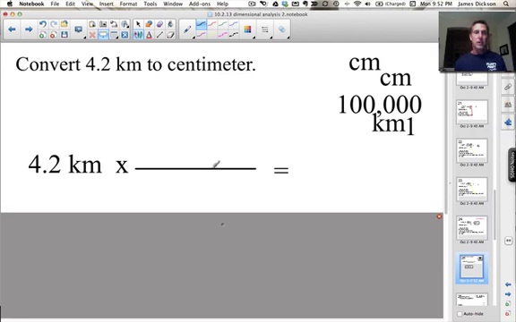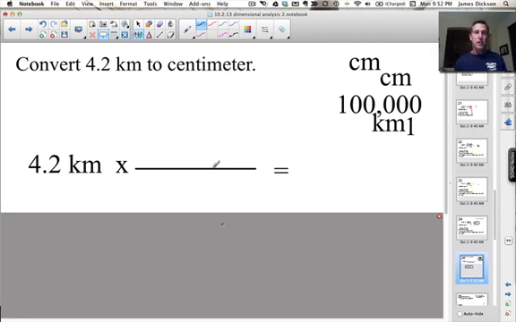What's my relationship between these two things? Well, as it turns out, it's going to be 100,000 centimeters to 1 kilometer. And once again, tomorrow in class, I'll show you how to figure that out. So here we go. Let's see if I've done this correctly. Kilometers cancels with kilometers. I'm left with centimeters. That's what I wanted. Just crunch numbers now, and we're off to the races. Answer, of course, is 420,000 centimeters. And we box the final answer. We are good to go.